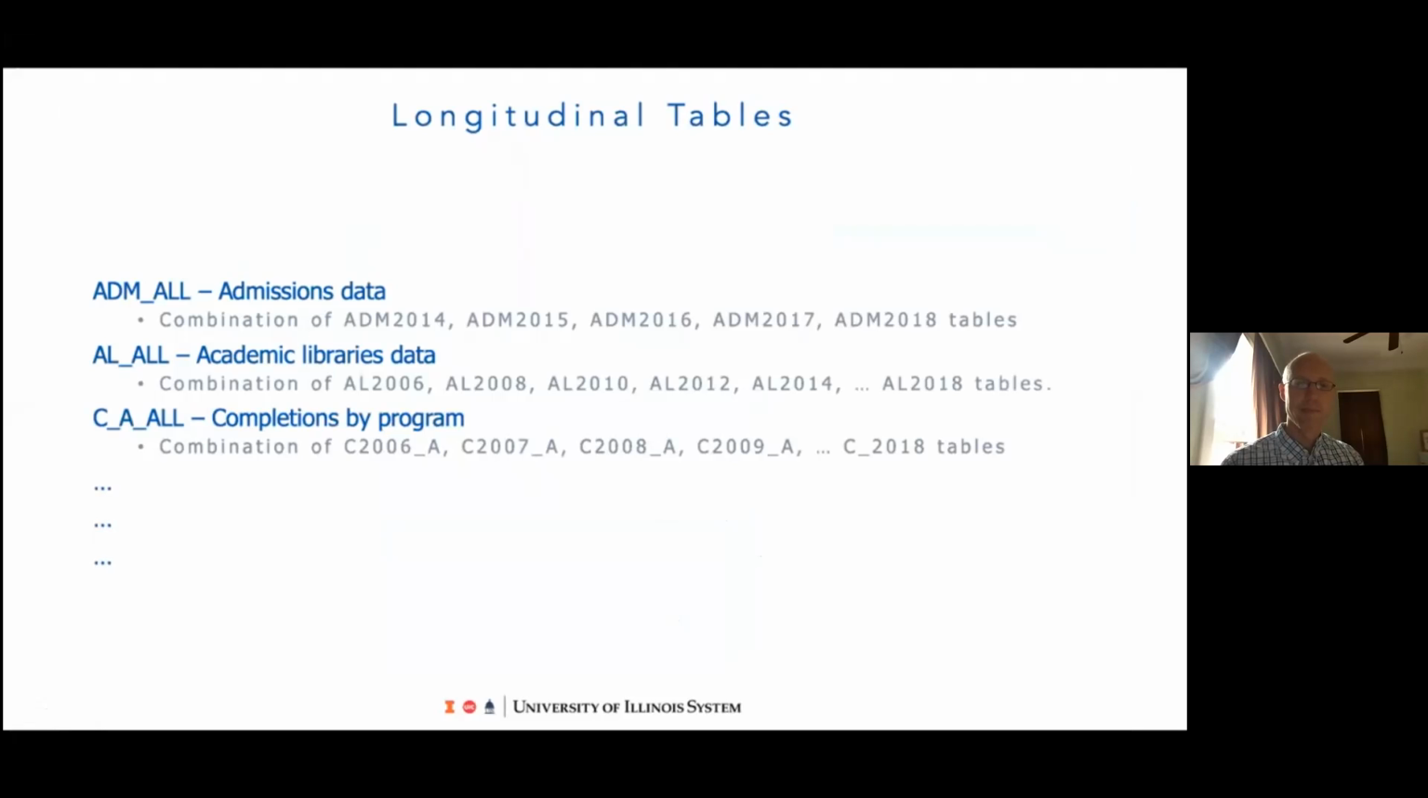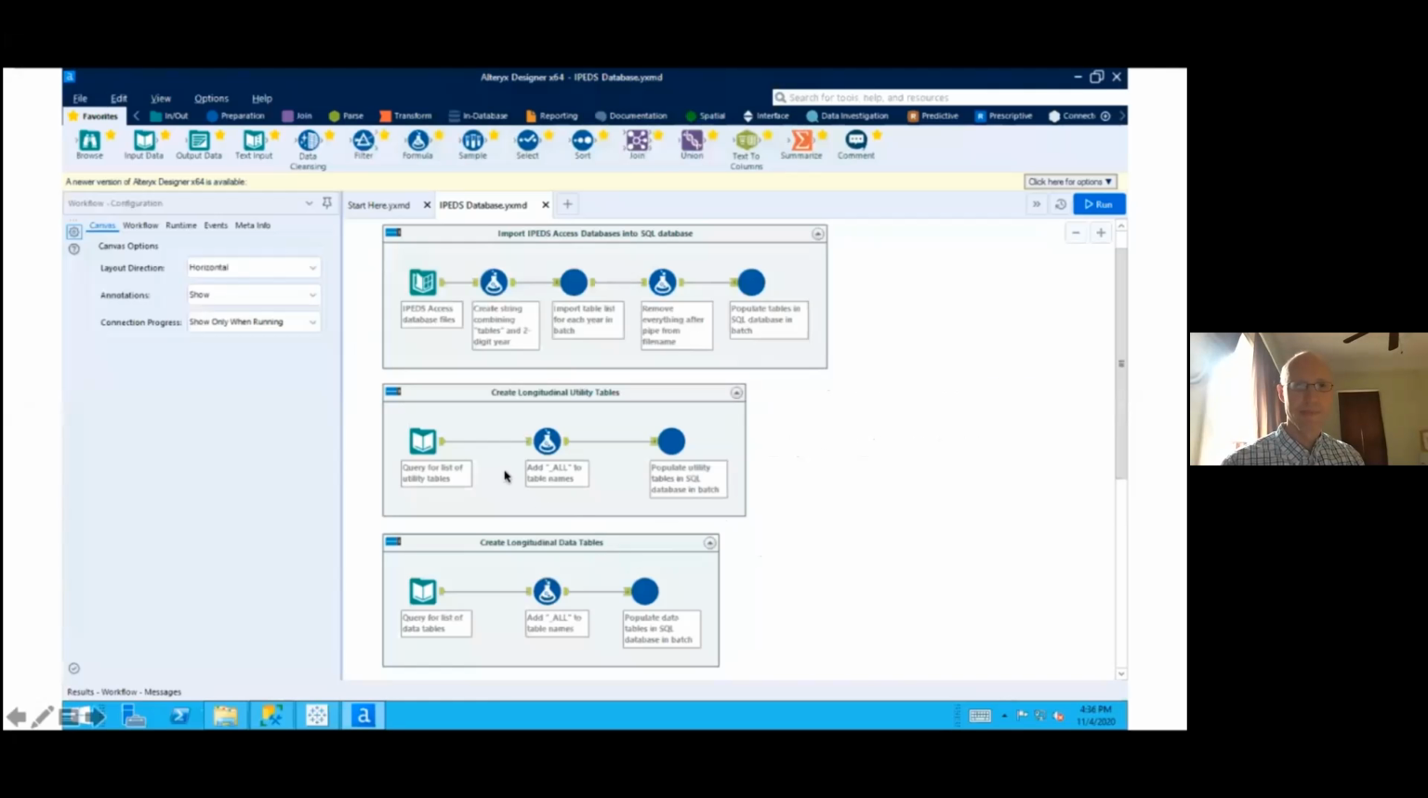So obviously we need to do trend analysis. We need some longitudinal data. So I create in Alteryx, and actually let me go back. You can see that I'm creating these longitudinal tables here. Longitudinal data tables are down here. So I'm just going to take all these tables, merge them together, put an "all" at the end, and then I'll have my table.